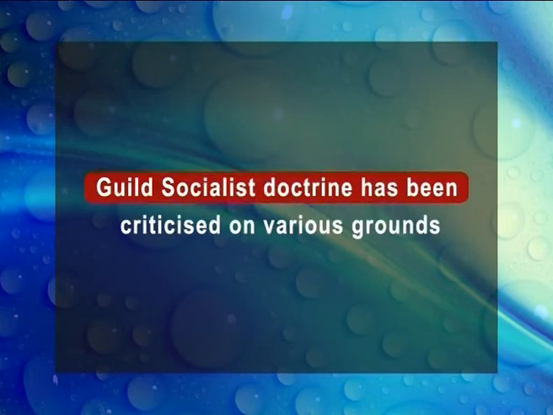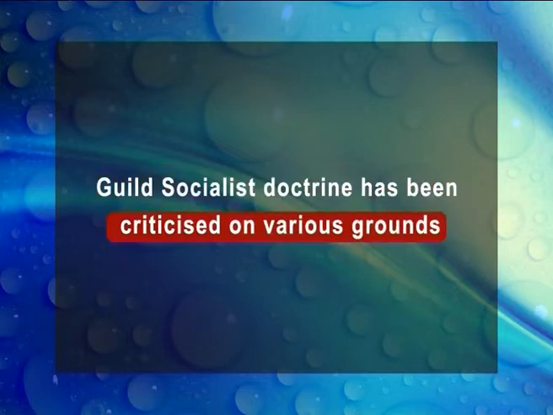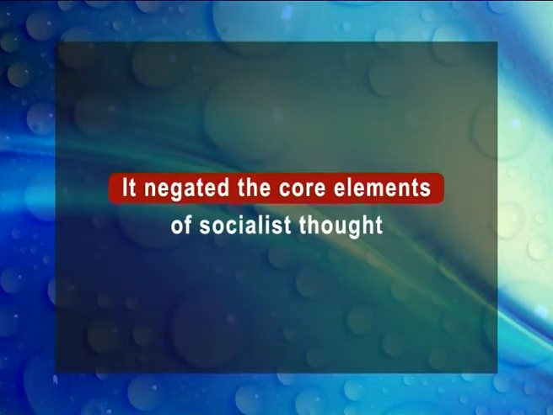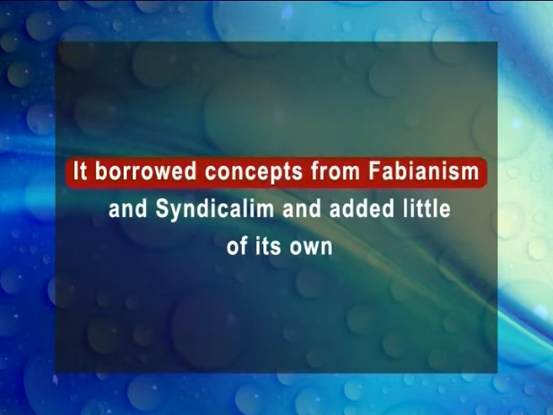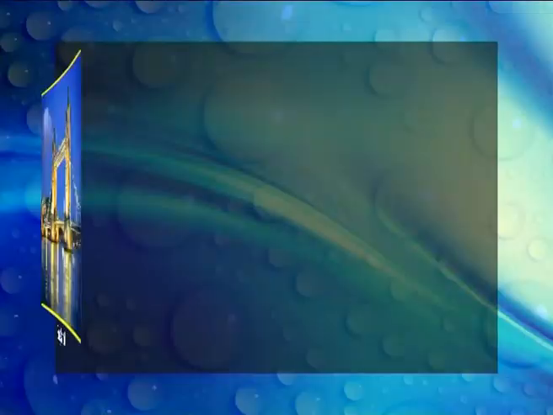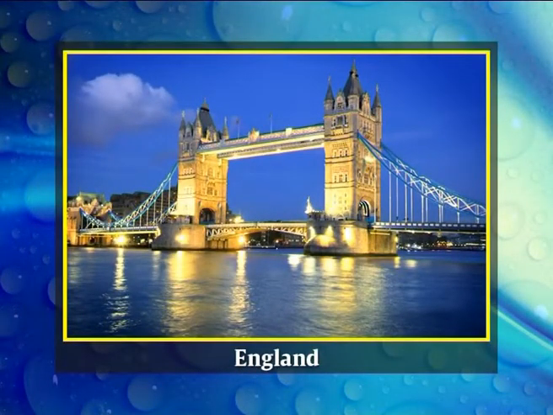The Guild Socialist doctrine has been criticized on various grounds. For example, many political theorists said that despite being one of the forms of socialism, it negated the core elements of socialist thought, particularly over the existence and role of state. Furthermore, it borrowed concepts from Fabianism and syndicalism and added little of its own, as a result of which it was not able to produce a clear picture and attract many people except a small number from England.